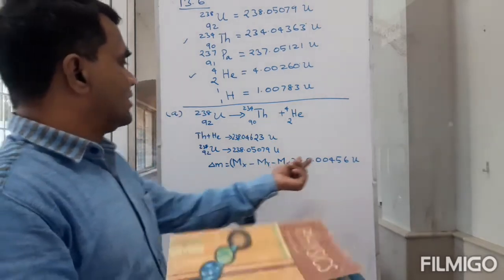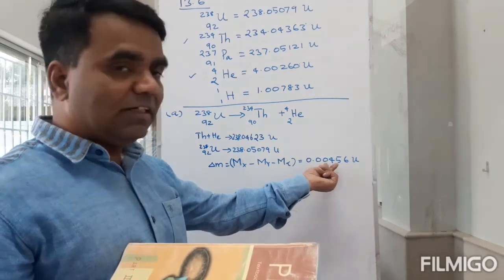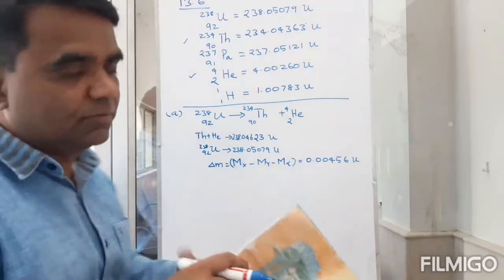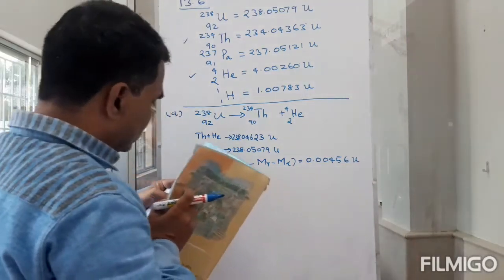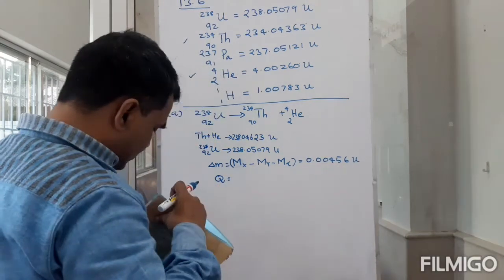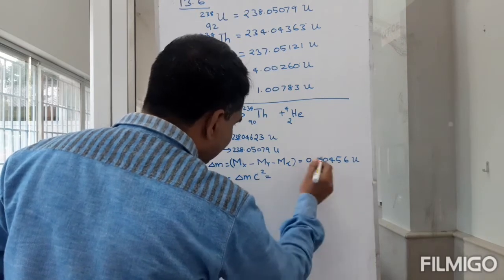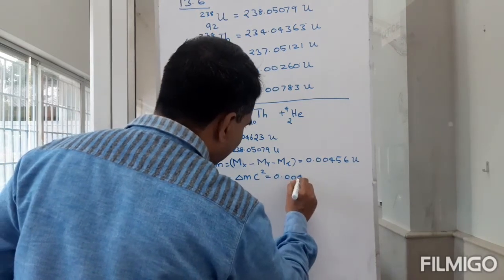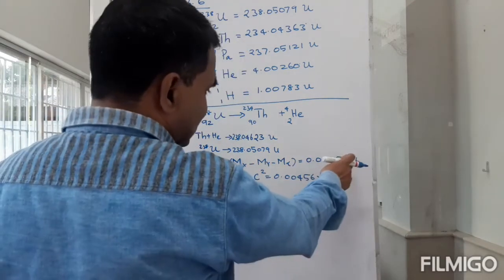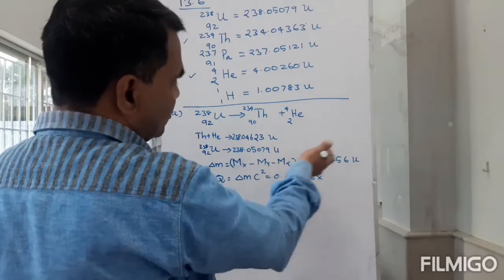So this mass is lost now. This mass is not there. This was there initially, now it is not there. So this mass must have got converted into energy. So the energy, we'll call it Q, is going to be equal to delta M into c squared, so 0.00456 into, you know, this is an atomic mass unit, so you need to convert that into kg, and then c squared is what you need to put.